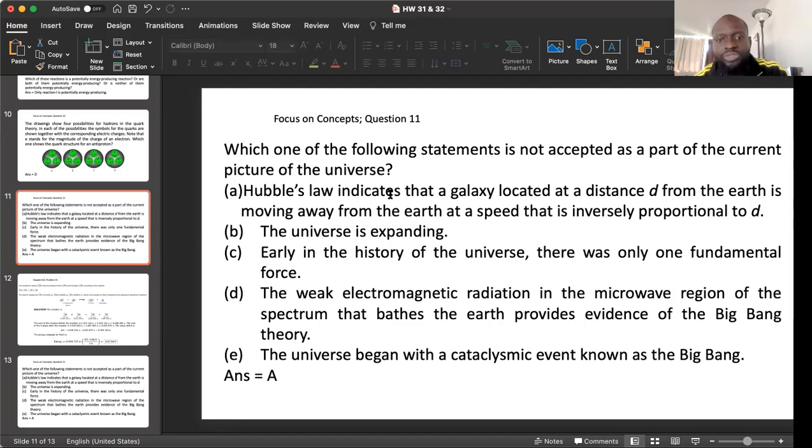So why is A wrong? Hubble's law indicates that a galaxy located at a distance d from the Earth is moving away from the Earth at a speed that is inversely proportional to d. No, not inversely proportional. That's not what Hubble's law says. So this is wrong. Okay.